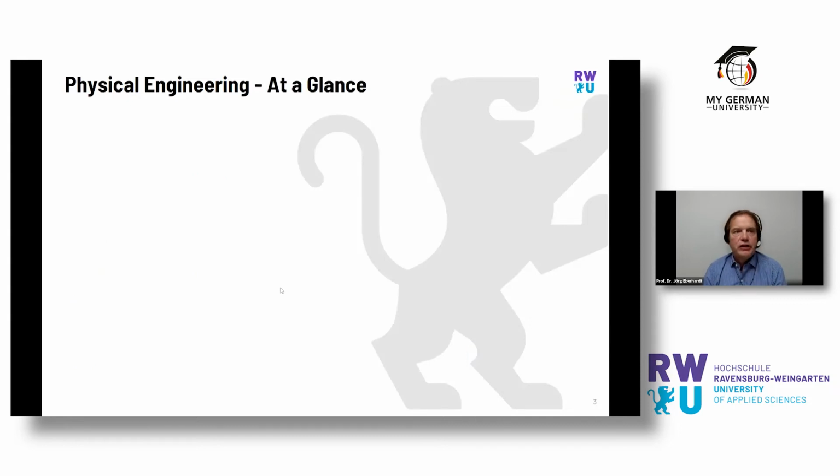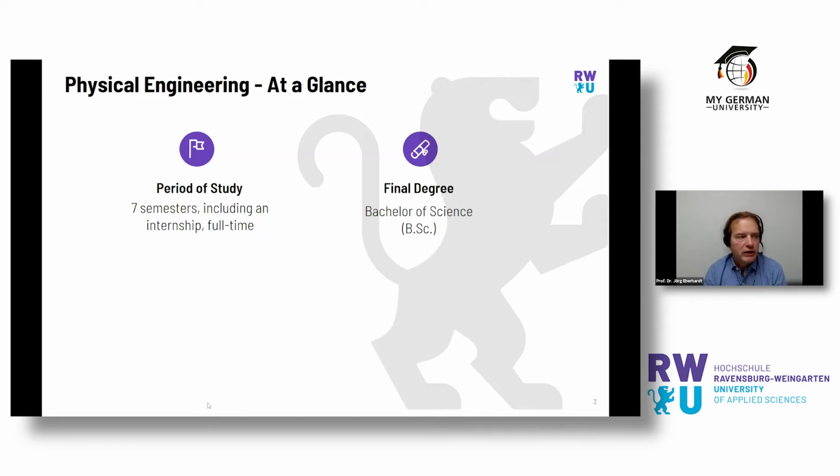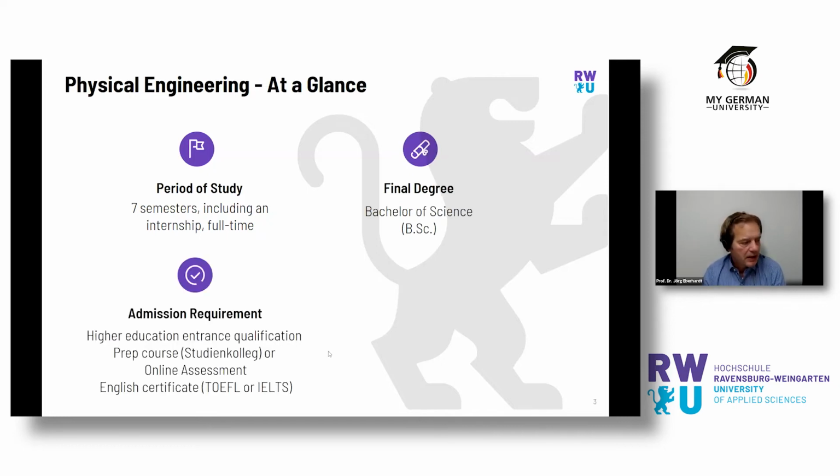Now, physical engineering at a glance: you have a total of 3.5 to 4 years of study. This includes the internship and the diploma thesis. It's a full-time study course, and the final degree is Bachelor of Science. The admission requirement is the same as Professor Siggelkow told you. We need a higher education entrance qualification, or something equivalent.